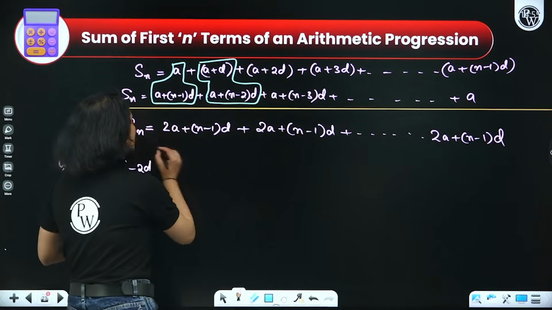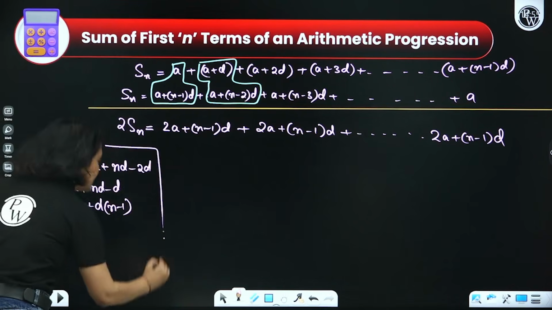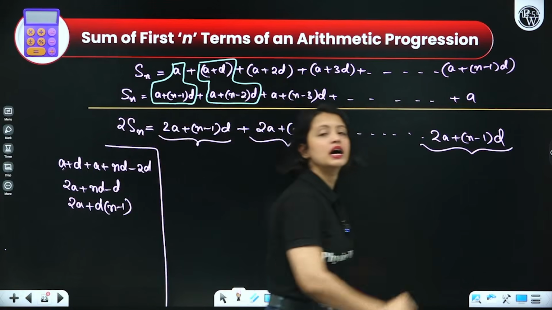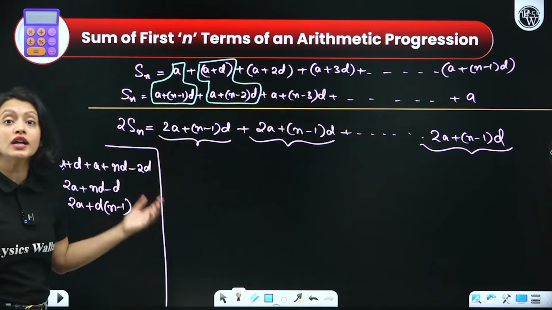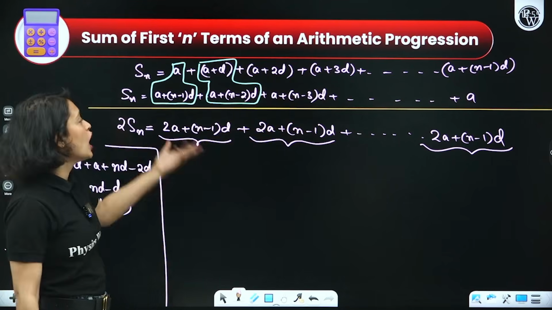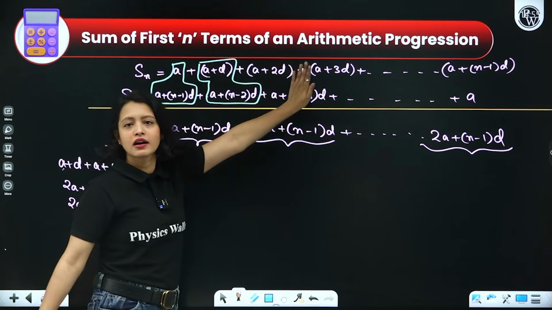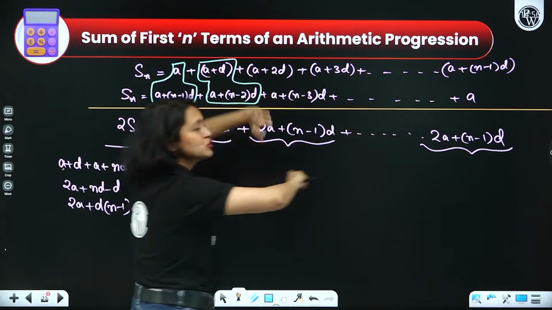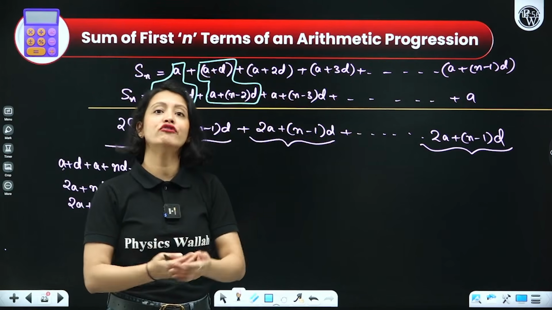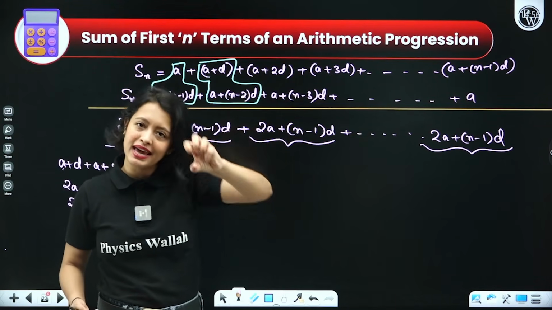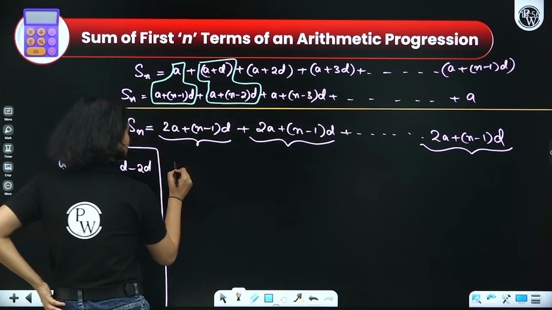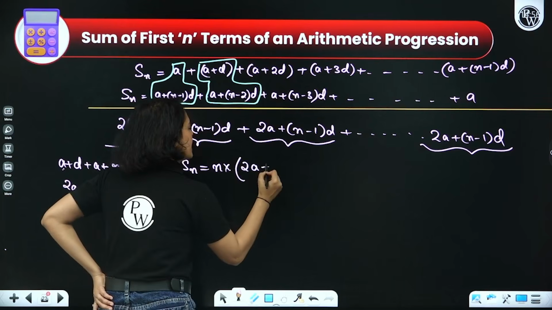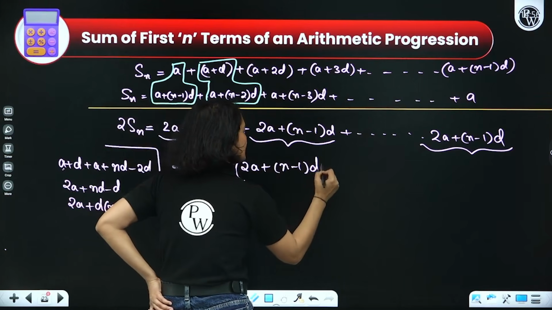Okay, so now what is happening? You are getting the same term here and the same term is getting added up. So what would be the total sum? The total sum would depend on how many times this is getting added. Guys, how many pairs would be here? N pairs, because we had n terms here and n terms here, so total terms were 2n, right? And we formed pairs, so total pairs became n. So twice of Sn is equal to n into (2a plus (n minus 1) into d), right?